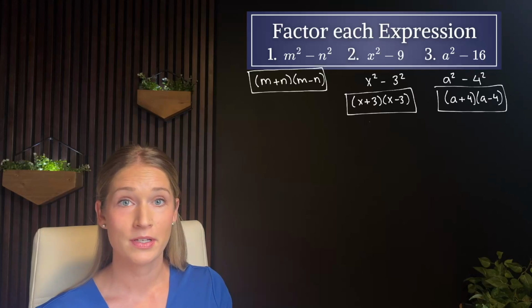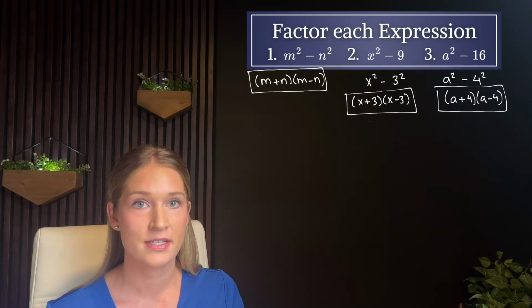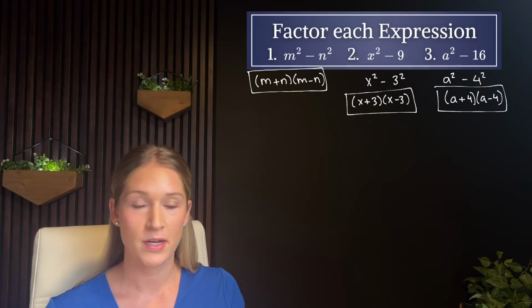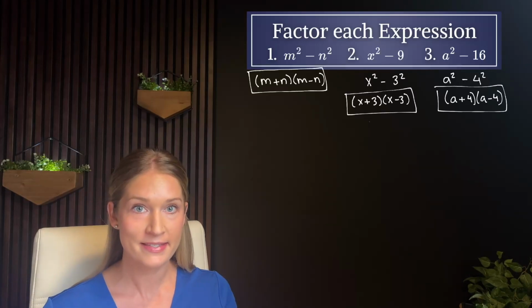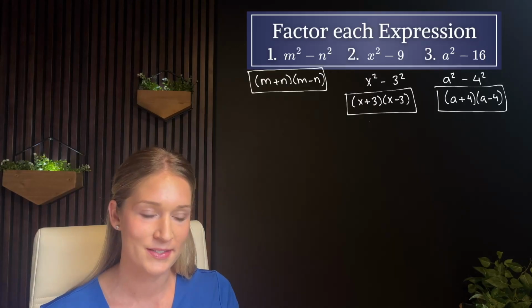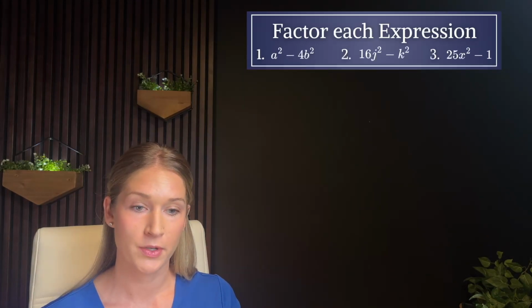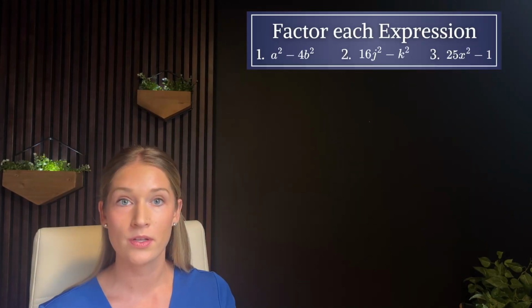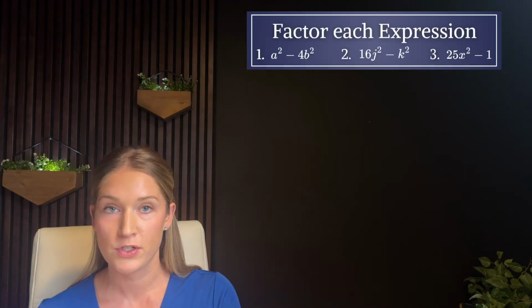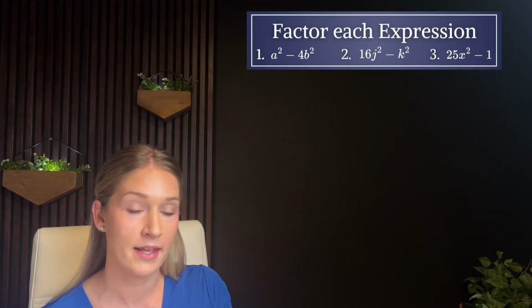Okay, so I rewrote each of these so that we have the difference of two squares, and then once they're rewritten as a square minus a square, I can look at the bases and factor using that rule of adding the bases and subtracting the bases. Our next few have a little bit more going on, so let's take a look at these. Our goal is to do the same thing, rewrite them so that we have a power of 2 minus a power of 2, and then I can factor.